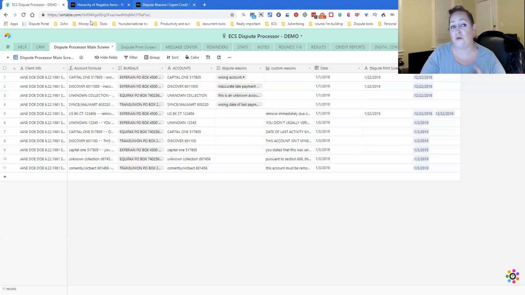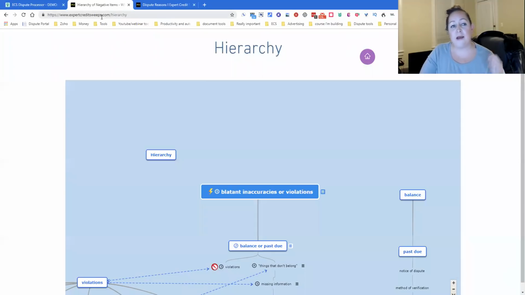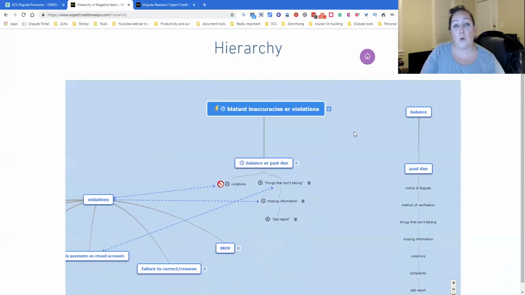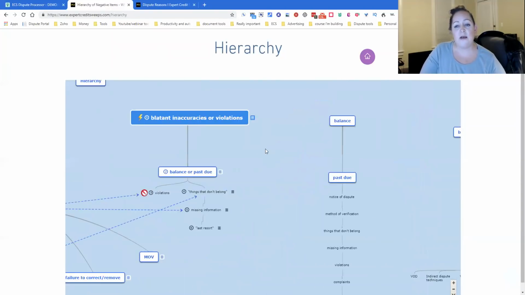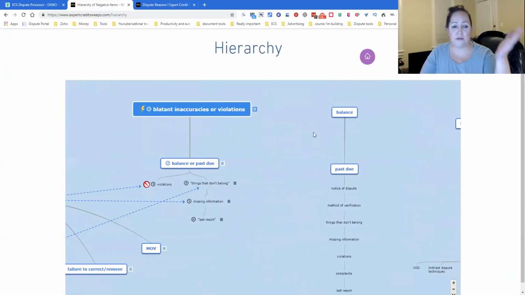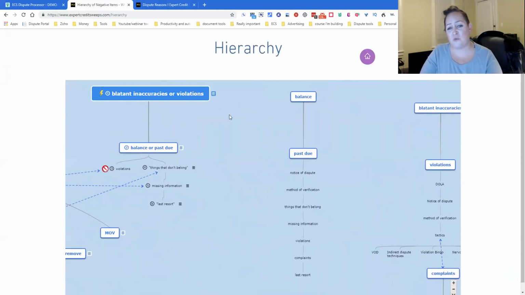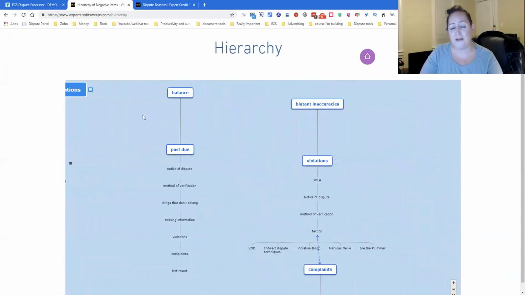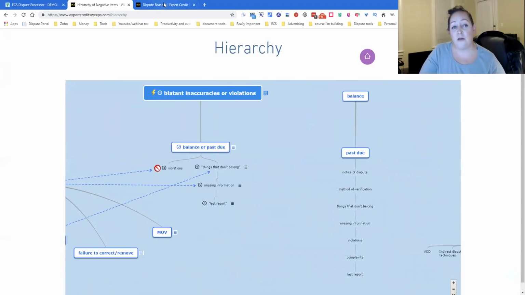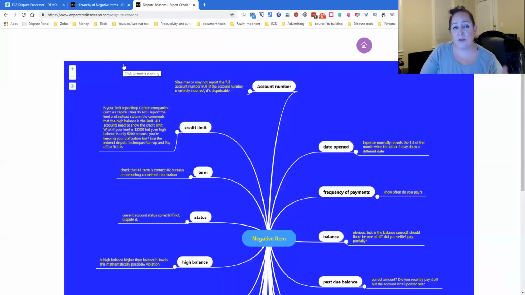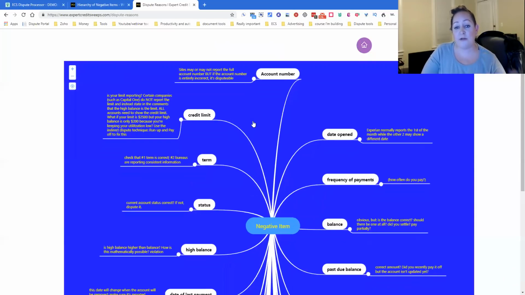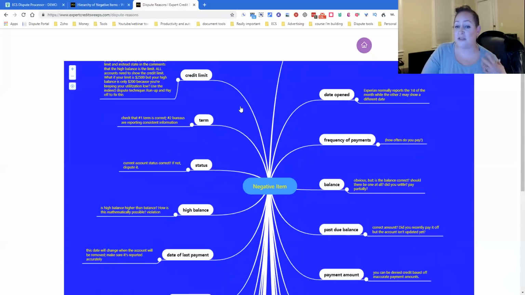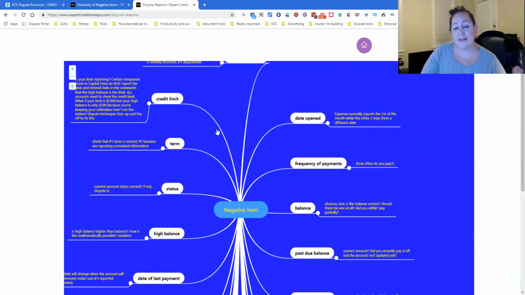And remember that you can also go to my website, expertcreditsweeps.com/hierarchy, and you can look at the reasons that you can dispute and in what order you should be disputing, right? I do have a video on this, so here's one about the violations. Here's one starting with balance. Here's one starting with blatant inaccuracies. The other one is /dispute-reasons. Here are a bunch of reasons that you can dispute an account, such as date opened, balance, past due balance, high balance, date of last payment.